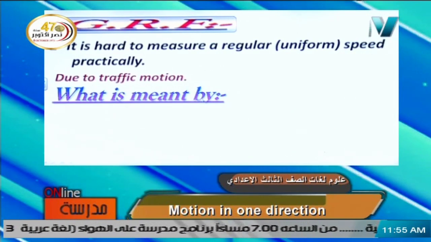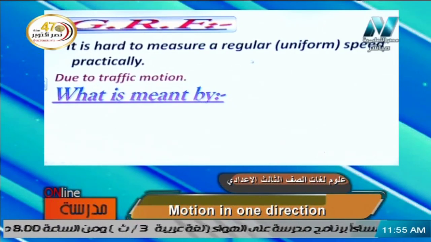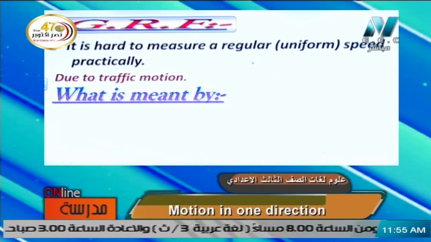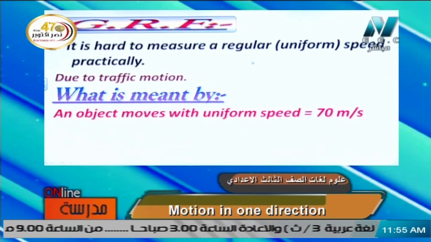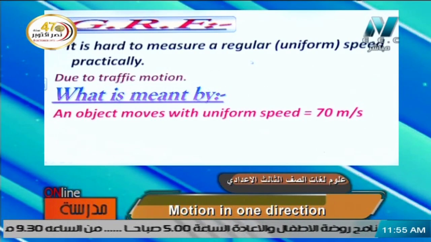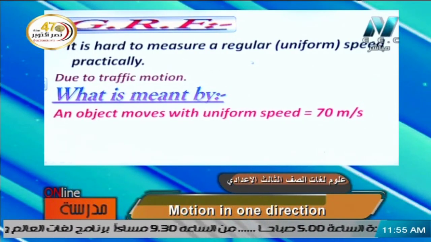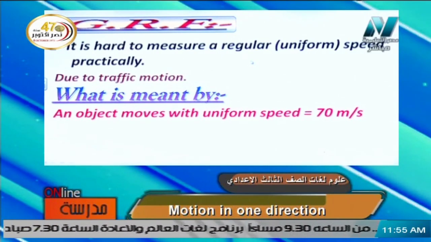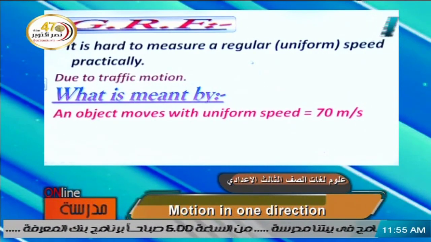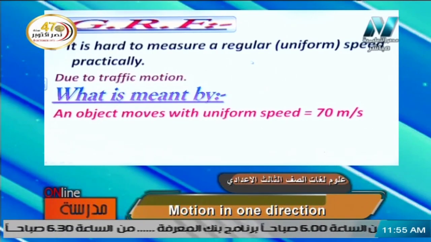What is meant by, when we talk about regular or uniform speed, an object moves with uniform speed equal 70 meter per second? Here we have to answer by the definition of uniform speed, but we will use the number.